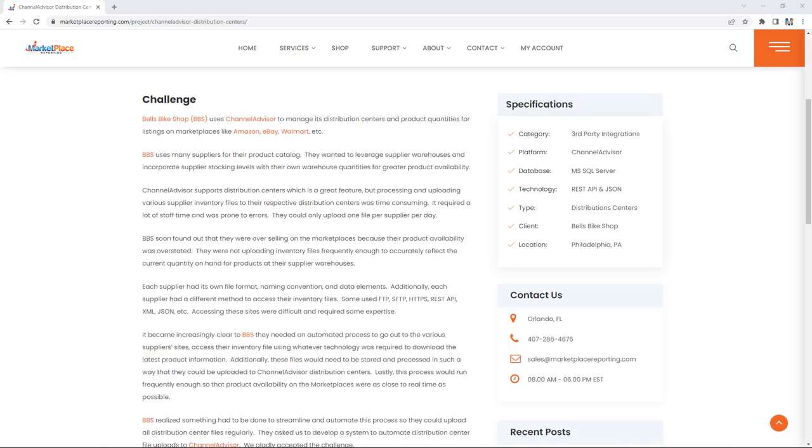They were not uploading inventory files frequently enough to accurately reflect the current quantity on hand for products at their supplier warehouses. It became increasingly clear to Bell's Bike Shop they needed an automated process to go out to the various supplier sites, access their inventory file using whatever technology was required to download the latest product quantities. Additionally, these files would need to be stored and processed in such a way that they could be quickly and easily uploaded to ChannelAdvisor. Lastly, this process would need to run frequently enough so that the product availability on marketplaces were as close to real-time as possible.